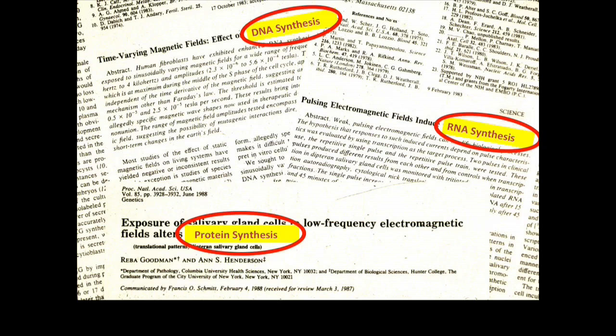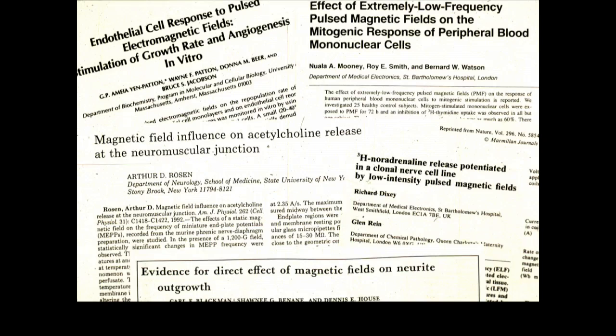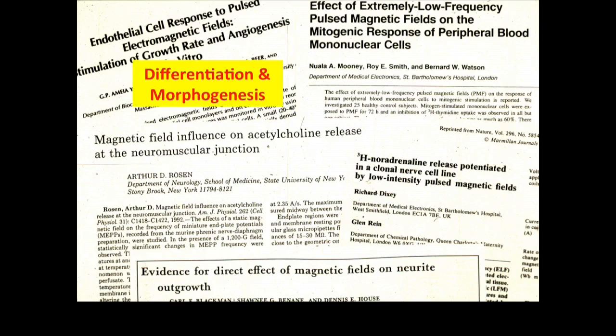But more than that, aspects of cells can also be changed. Endothelial cells respond to electromagnetic fields by creating blood vessels. In other words, energy fields can shape endothelial cells using a process that is referred to as differentiation and morphogenesis to give rise to a structure. So an energy field can be the signal to create a blood vessel or an eye or any other structure at this point. Effect of extremely low pulse magnetic fields on the mitogenic response of peripheral blood cells.